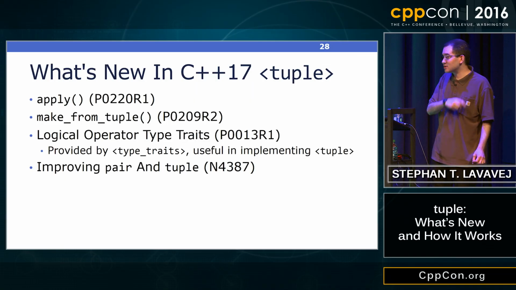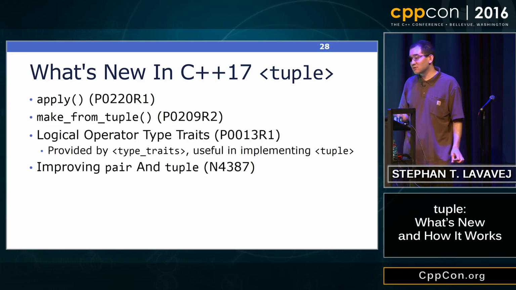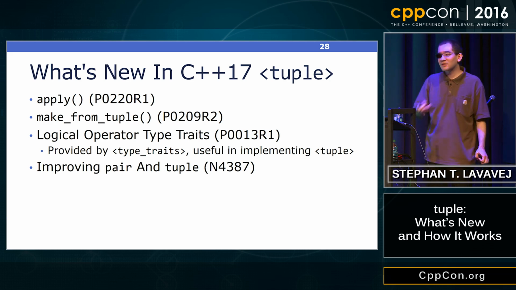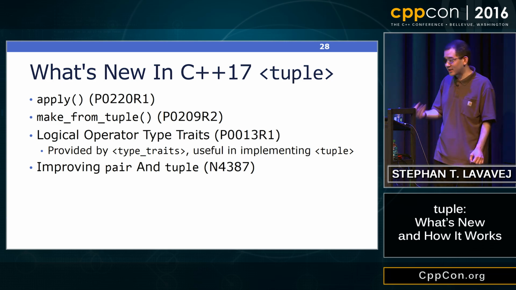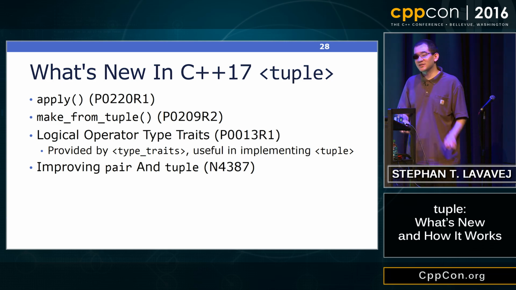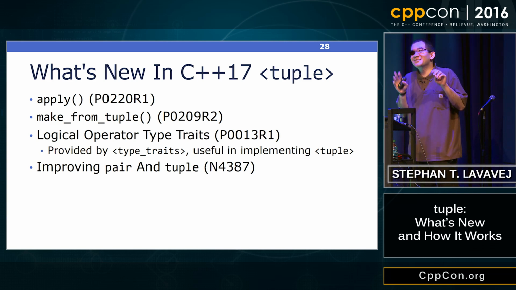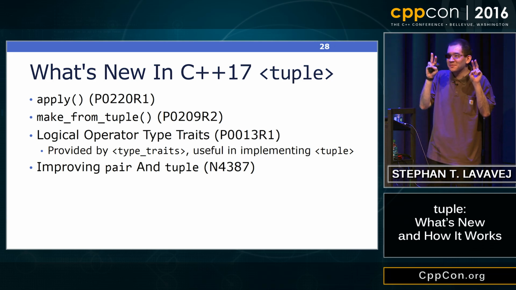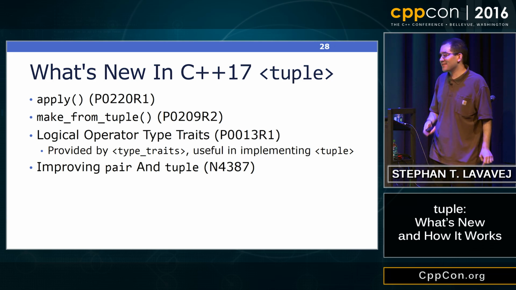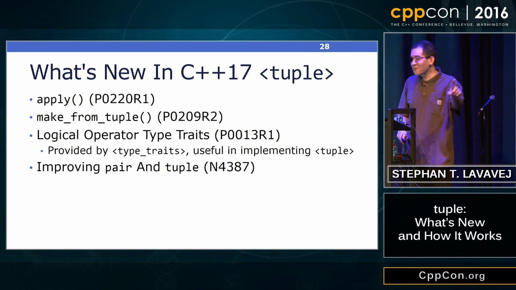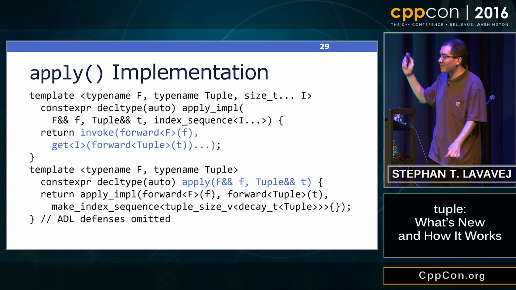Now let's move on to C++17. So what does this look like? So in C++17, we have apply and make from tuple. We've got logical operator type traits, which are strictly speaking not part of tuple, but they're very convenient in implementing the final feature, which is perhaps ominously called improving pair and tuple. I didn't make up that name. It really did improve them and made them complicated, but cool, so we'll see that. But first, apply and make from tuple.